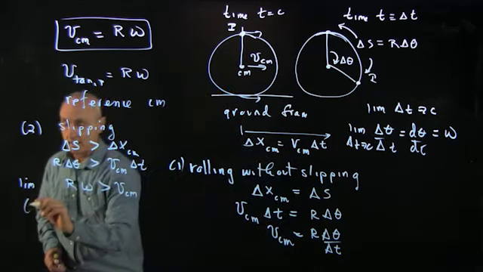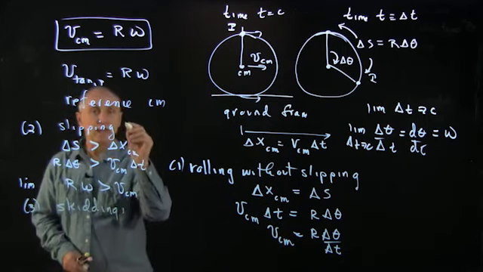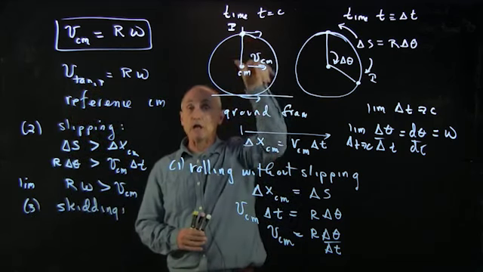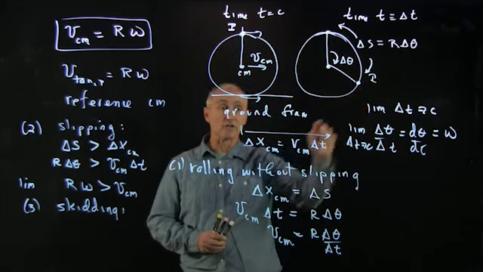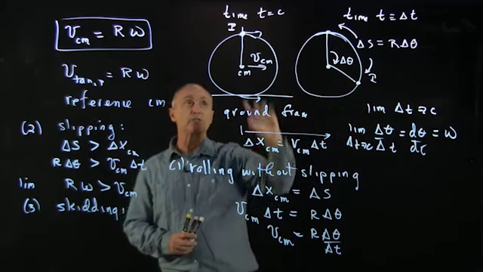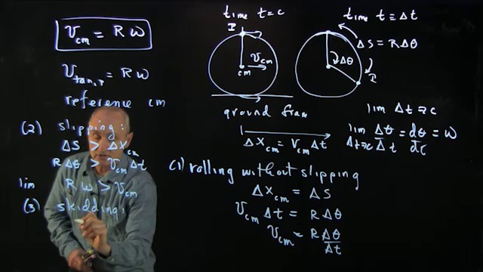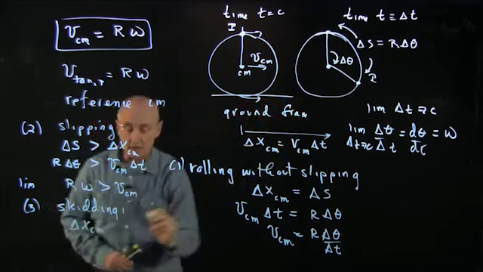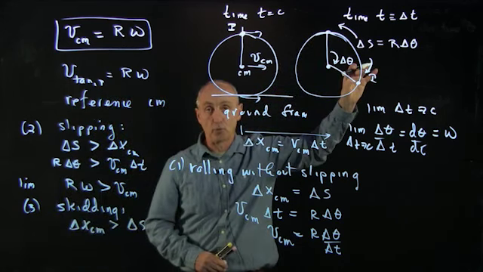And finally, the skidding condition. Skidding, imagine that you're braking a wheel. The wheel is not spinning at all, but it's just sliding along horizontally. So the horizontal delta x_cm is bigger than delta s. This is the case where delta x_cm, how far it moved horizontally, is greater than the amount of arc length that the point moved.